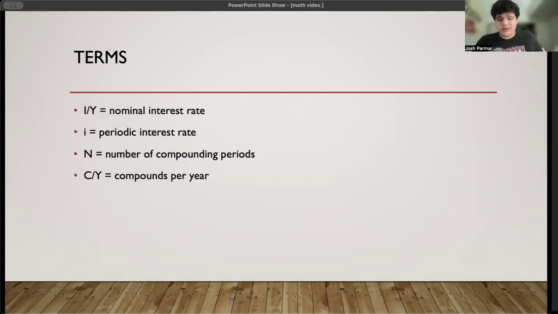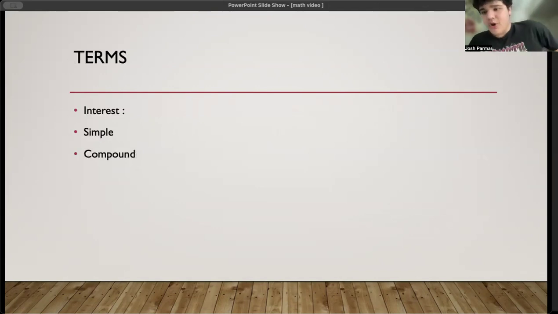Here are some terms that we should know. Interest is basically a fee that you pay when you borrow money from somebody. It's usually a percentage of the principal that you borrow, and there are a few types of interest. Today we're going to be going over simple and compounded interest. Simple interest is interest that doesn't change. It's only on the initial principal that you receive, and then compounded interest is a little bit different.